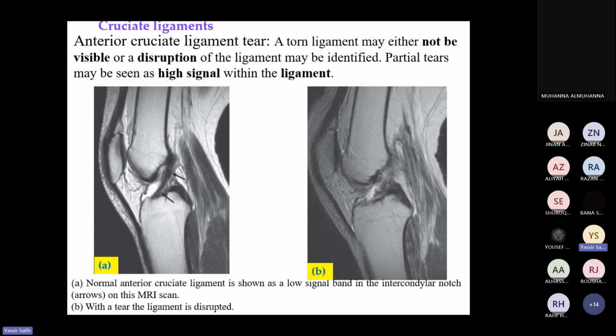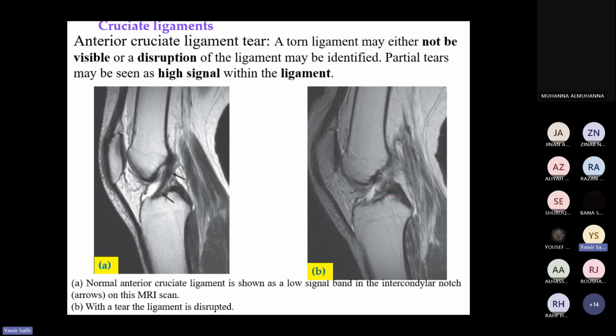There is signal and it looks bulky. So this is a torn anterior cruciate ligament. An anterior cruciate ligament tear can be seen when we do not see the ligament totally. Sometimes we know it is torn because the ligament does not look normal, the area is distorted with abnormal signal, and it is totally not seen.